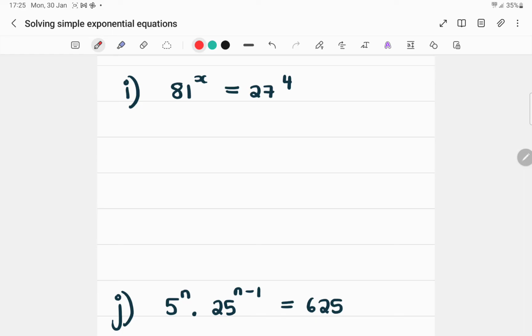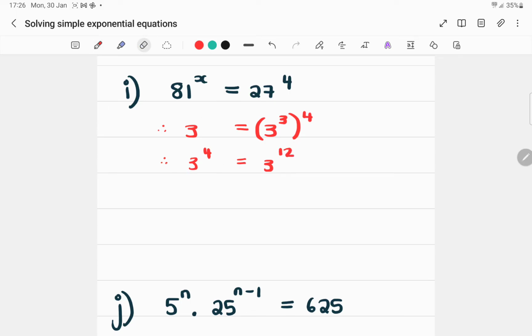81, shift fact, gives you 3 to the power of 4, which is equal to 27 raised to the power 4. So 27, shift fact, gives you 3 to the power 3, and it's all raised further to the power of 4. So I'm first going to simplify that. 3 to the power 4 is equal to 3 to the power 3 times 4, which is 12.